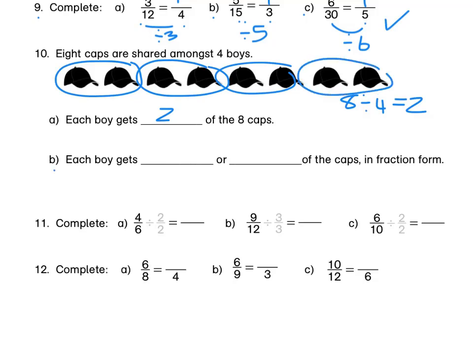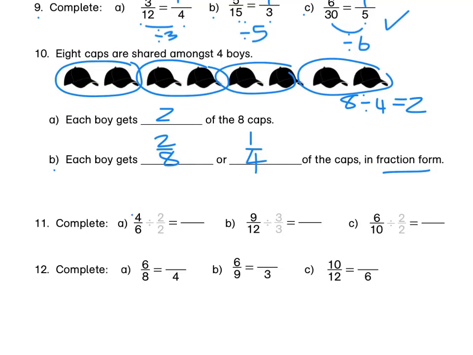So for B in fraction form, each boy gets 2 out of the 8 caps, or if we divide top and bottom by 2 there, we get 1/4. And as you can see by the diagram, 1/4, next quarter, 3rd quarter, and the last quarter. So when we share amongst 4, often you can immediately think each one is going to get 1/4, even though we can write it like that as well. Let's have a look at number 11.